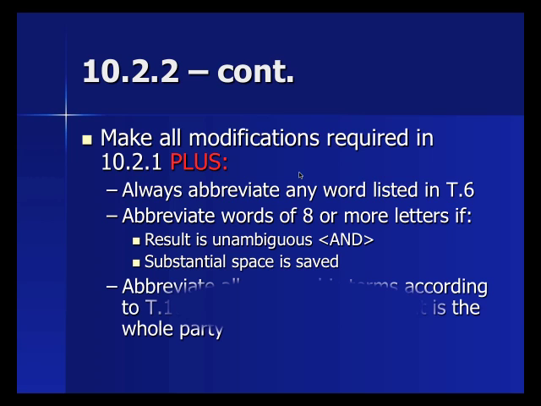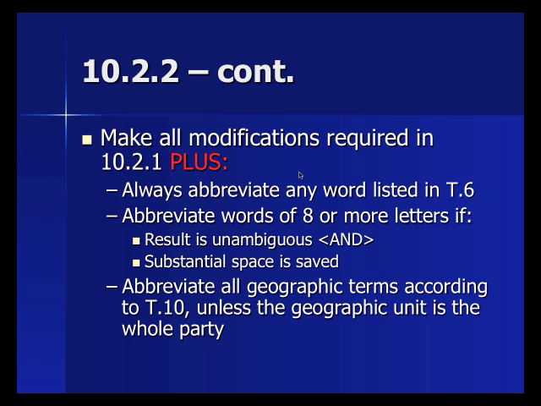Next, under 10.2.2, abbreviate any geographic location listed in T10 unless that geographic location is the entire name of the party. You should remember T10 from our last Bluebook lesson. T10 contains the abbreviations for U.S. states, cities, and territories. It also contains the abbreviations for foreign countries, territories, and cities. Remember, the abbreviation for states under the Bluebook may or may not be the same as the state's postal code. Refer to T10 for the correct abbreviation. When the United States is the entire name of a party, you can eliminate the "of America" from the end, but you cannot abbreviate United States to U.S.